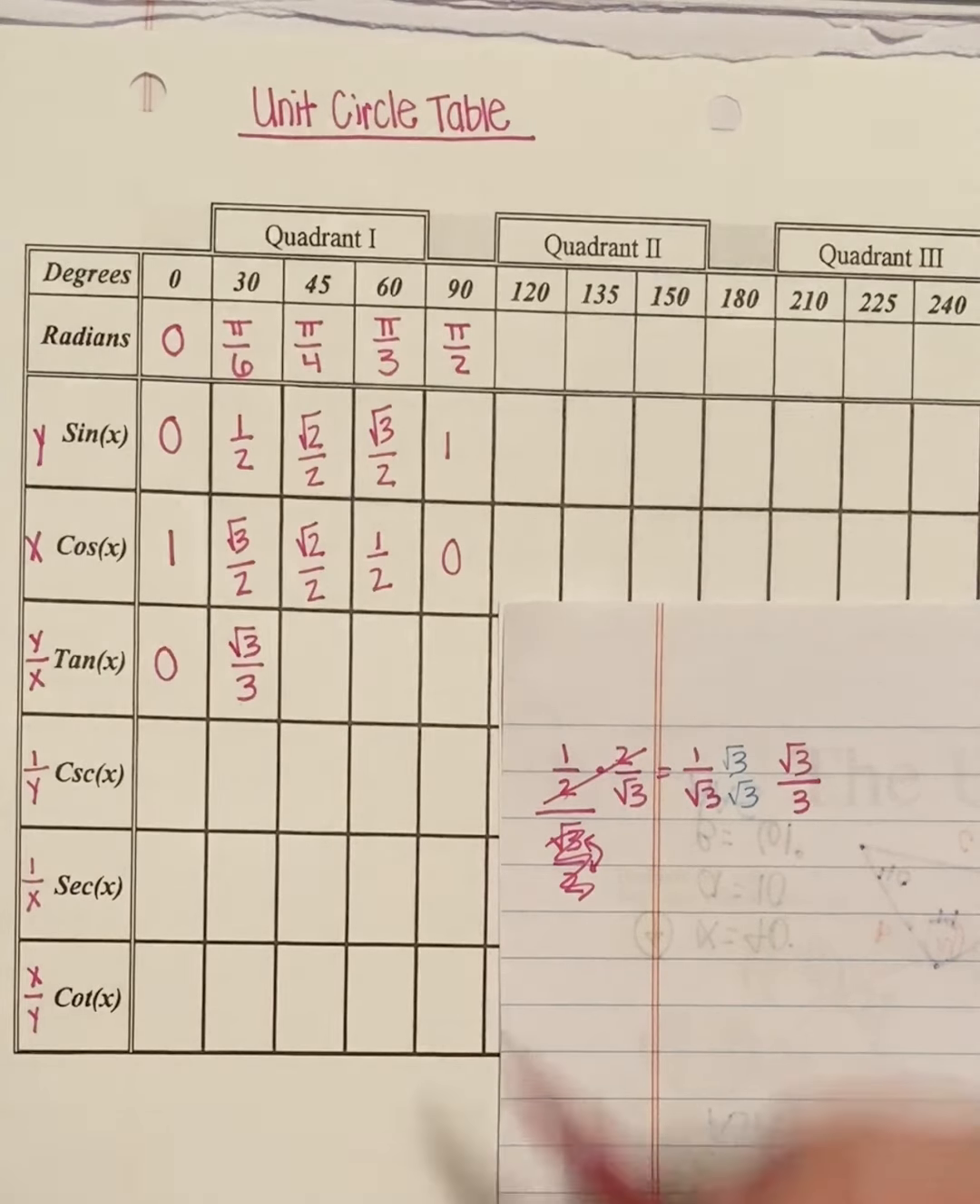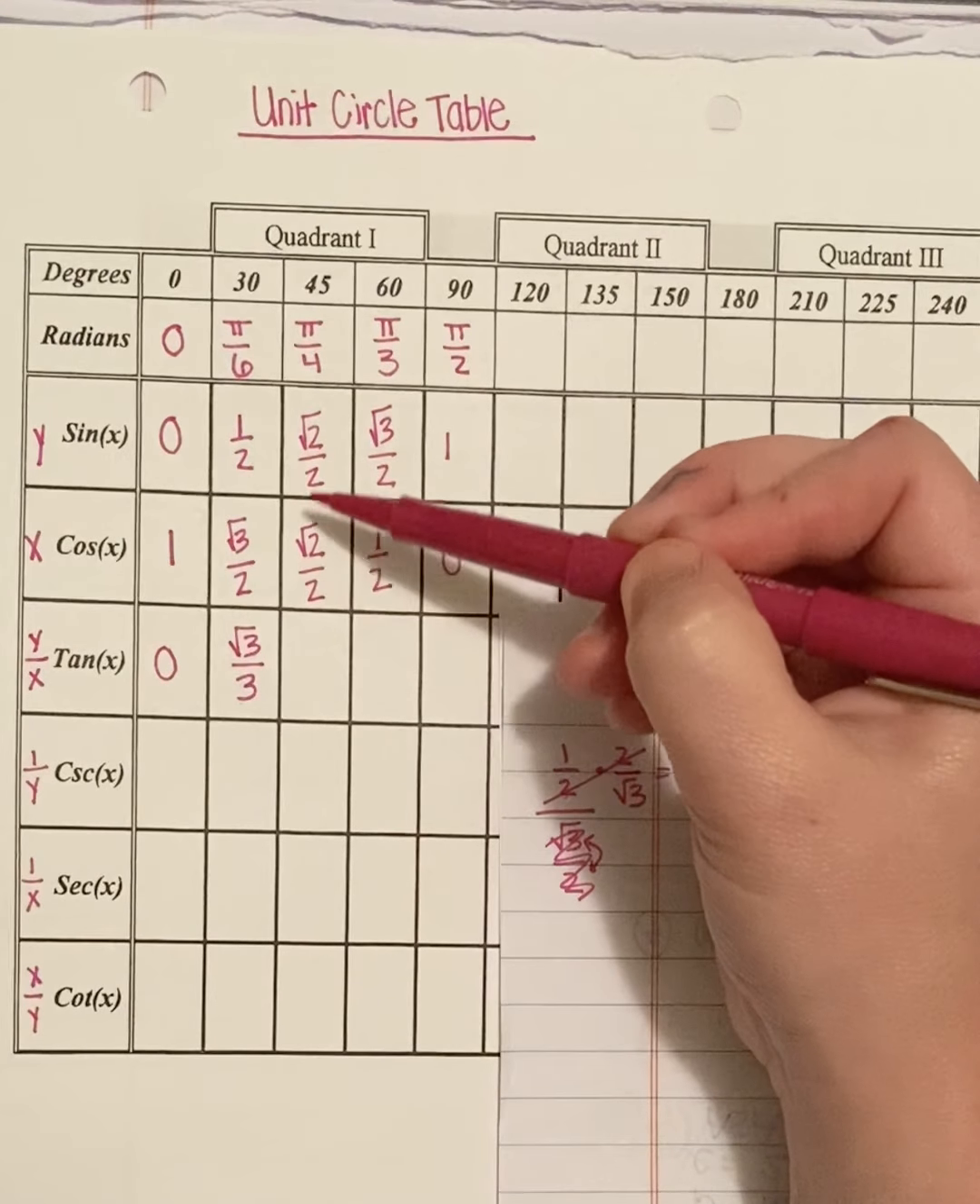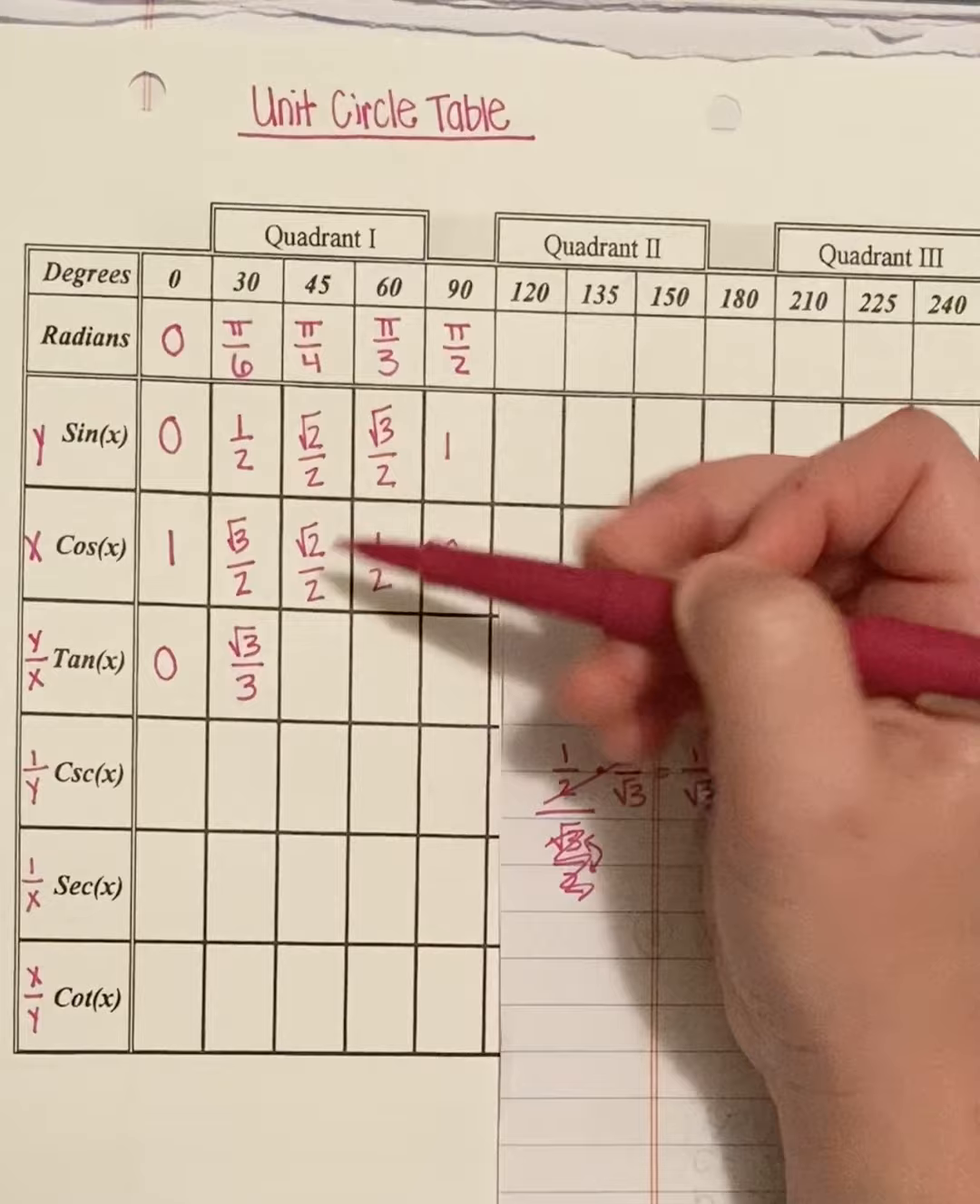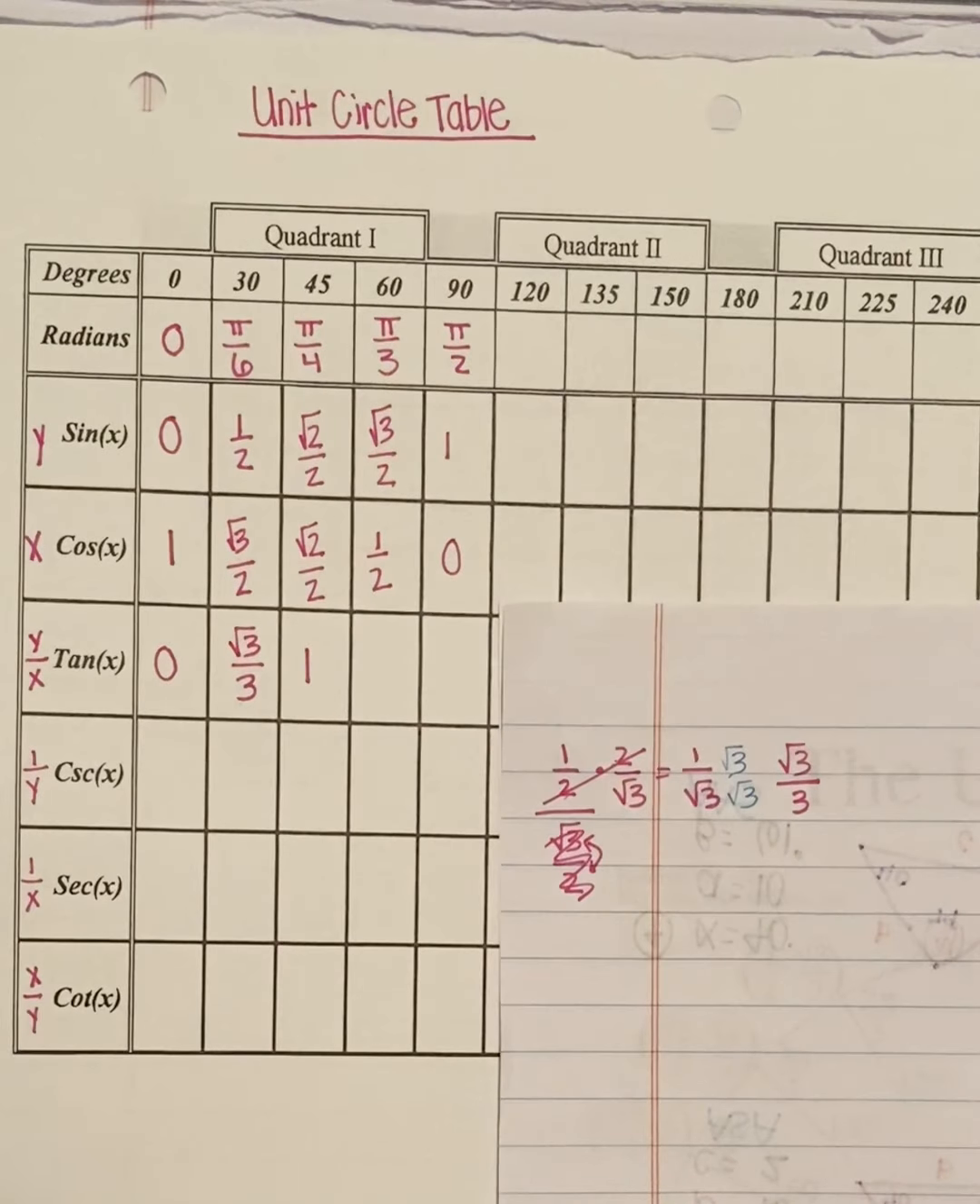All right, next one should be easy. If I take y and divide by x, I'm dividing the same thing by itself. Same thing divided by itself gives me 1.